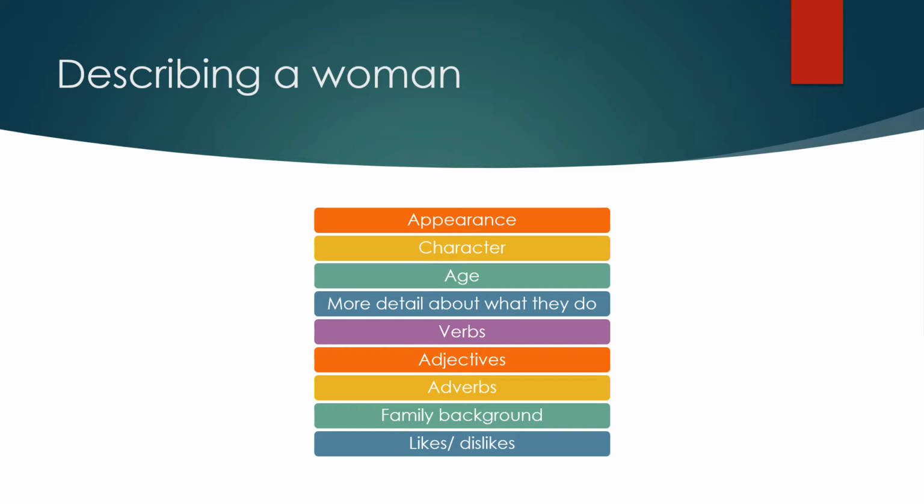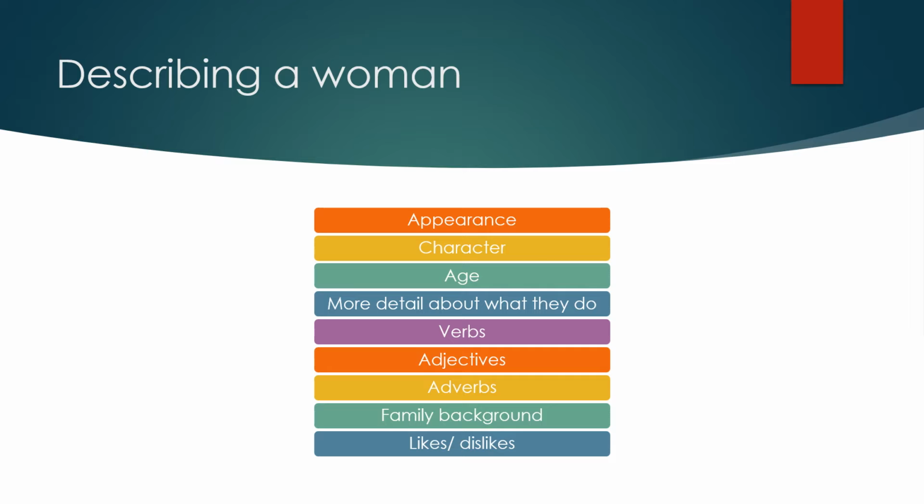You can talk about her appearance, you can talk about her character, you can include her age, more details about what they do, and here you're using verbs, all right, to describe what they do. You can also use verbs to describe that person. You can use adjectives, you can use adverbs to describe the way they do what they do. Remember, adverbs are words that are describing the action, so you can actually say how they do the action. So you can actually link your adverbs with the verbs above to gain more marks and to write work that is more appealing and greater work and better work.